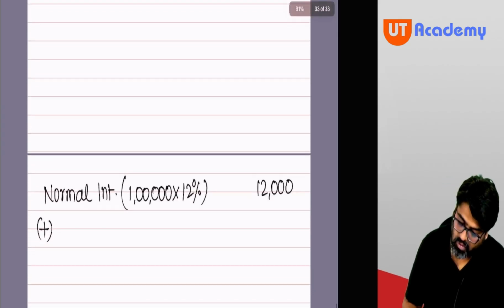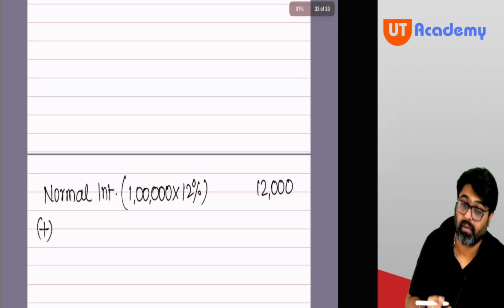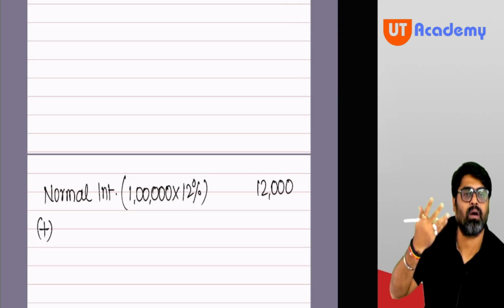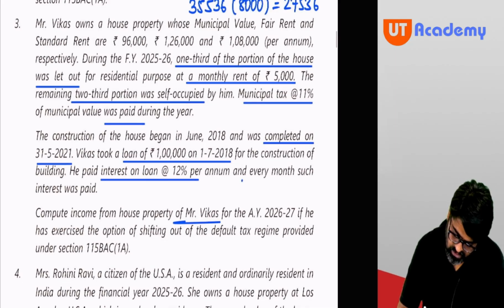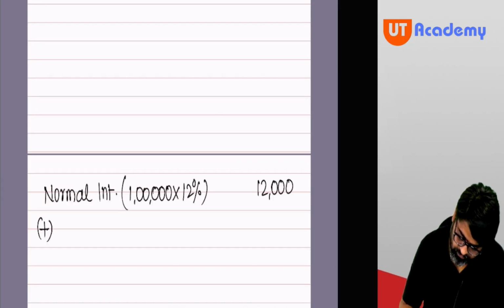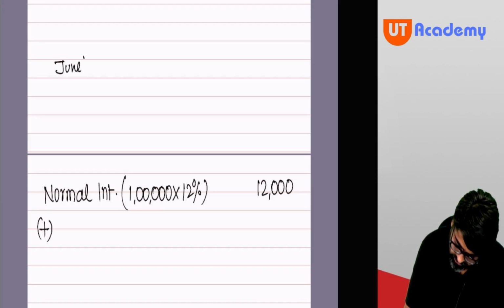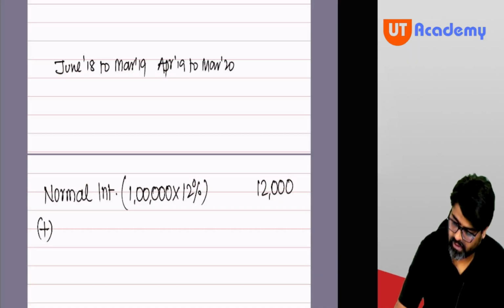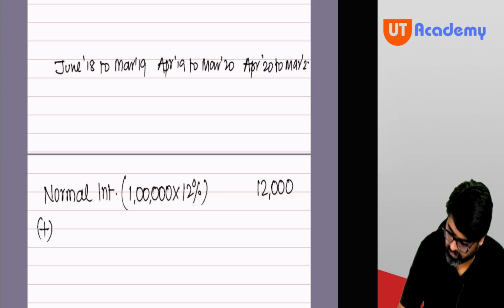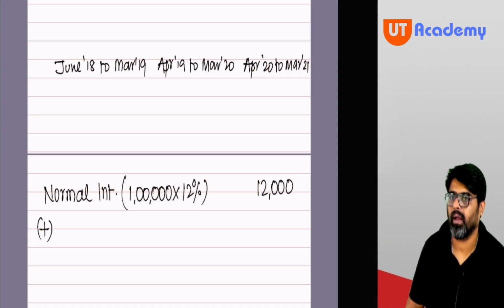But for that, when will my pre-construction period start? Pre-construction period starts from the date of borrowing. Have they given you the date of borrowing? Yes. See, the loan was taken in June 2018. So can I say June 18 to March 19? Then April 19 to March 20. And then April 20 to March 21. I will stop at March 21. Why?